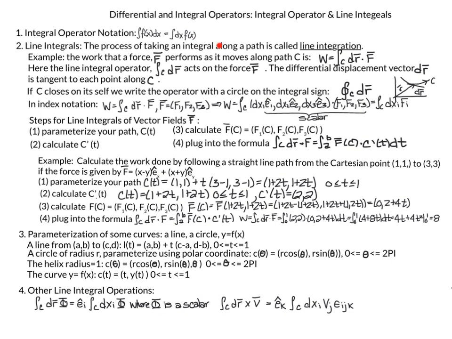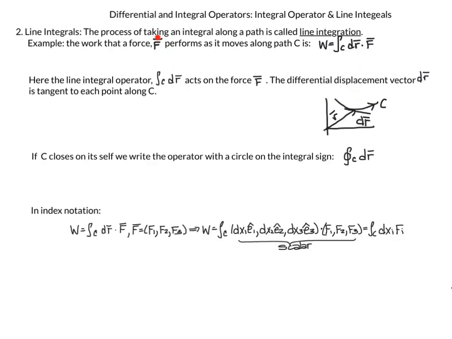The process of taking an integral along a path is called line integration, and a common example is work that a force performs as it moves along a path C. We notate this work that a force F performs along C in this way: work is equal to the line integral over C of dr dot F. So here we have the integral operator that we had discussed earlier. Now integration is an operation that is performed on this field, F, our force F.